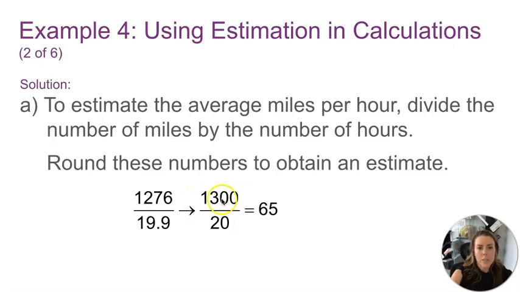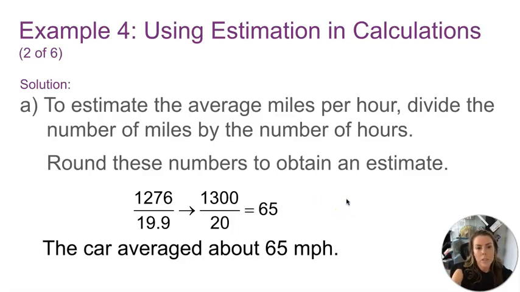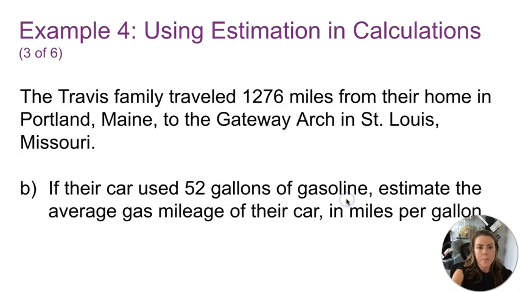So 1,300 divided by 20. The way I would do this mental math is I would divide top and bottom by 10. So then it drops out the zeros on the side. And then I just have 130 divided by 2. So then half of 130 would be 65. So those are the steps I would do in my mind while doing that mental math. So the car traveled about 65 miles per hour.